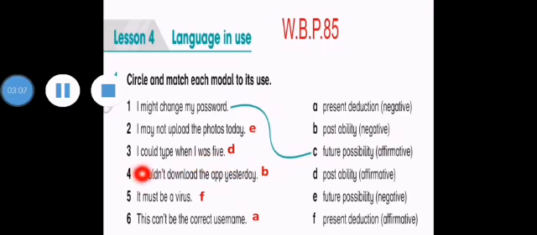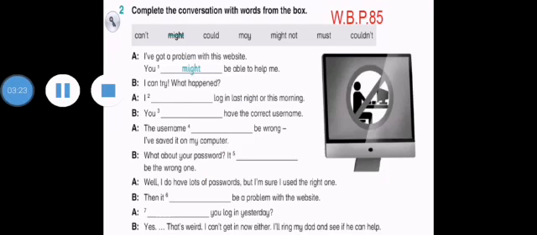Number 5, it must be a virus, with F, present deduction affirmative. Number 6, this can't be the correct username, with A, present deduction negative. Now let's move to question number 2.